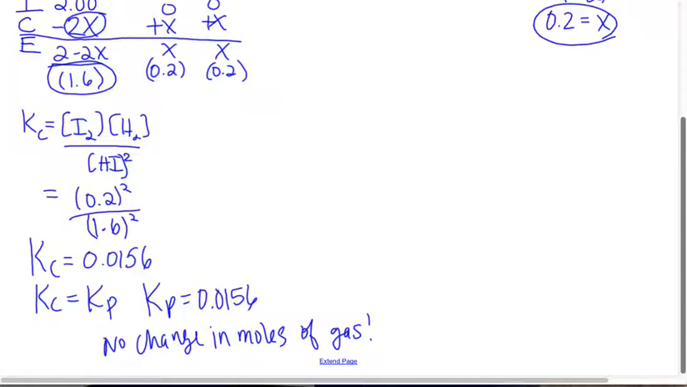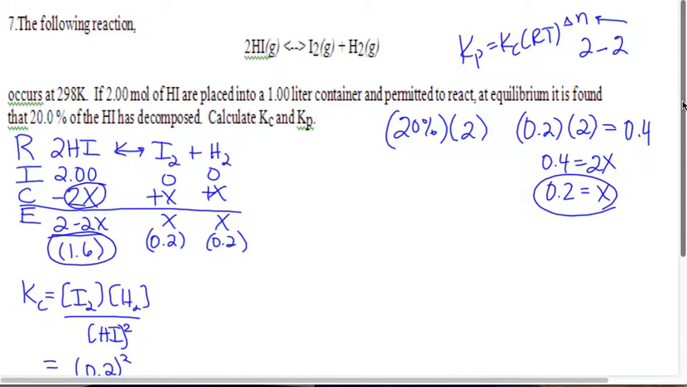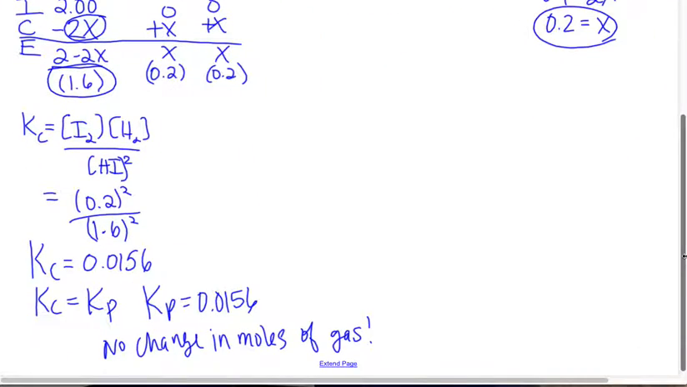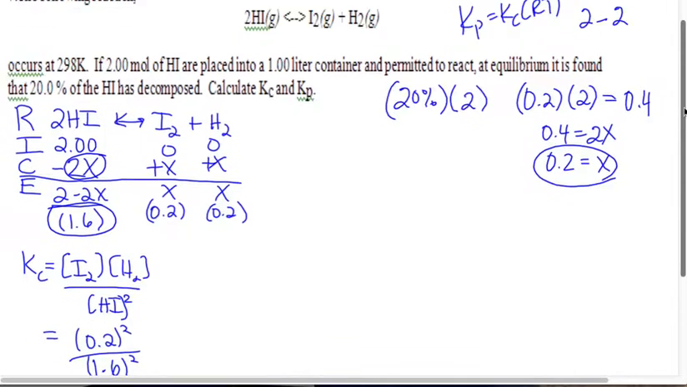You need to be careful what they ask for. They asked you to calculate Kc and Kp, so they want to see an actual Kp is equal to. If you just write Kc is equal to Kp, you aren't necessarily going to get the points because you're not calculating Kp. I know it seems picky, but sometimes they ask questions like, define Kc in terms of Kp, then that Kc equals Kp would be acceptable. But when they ask you for a separate calculation, just go ahead and separate it. All right, not too bad.